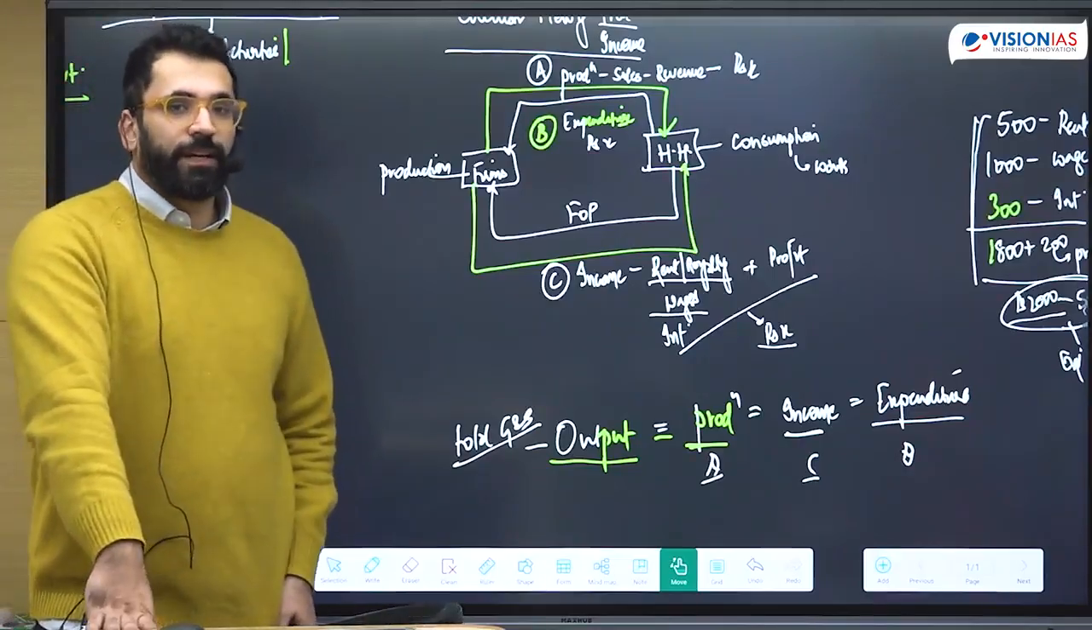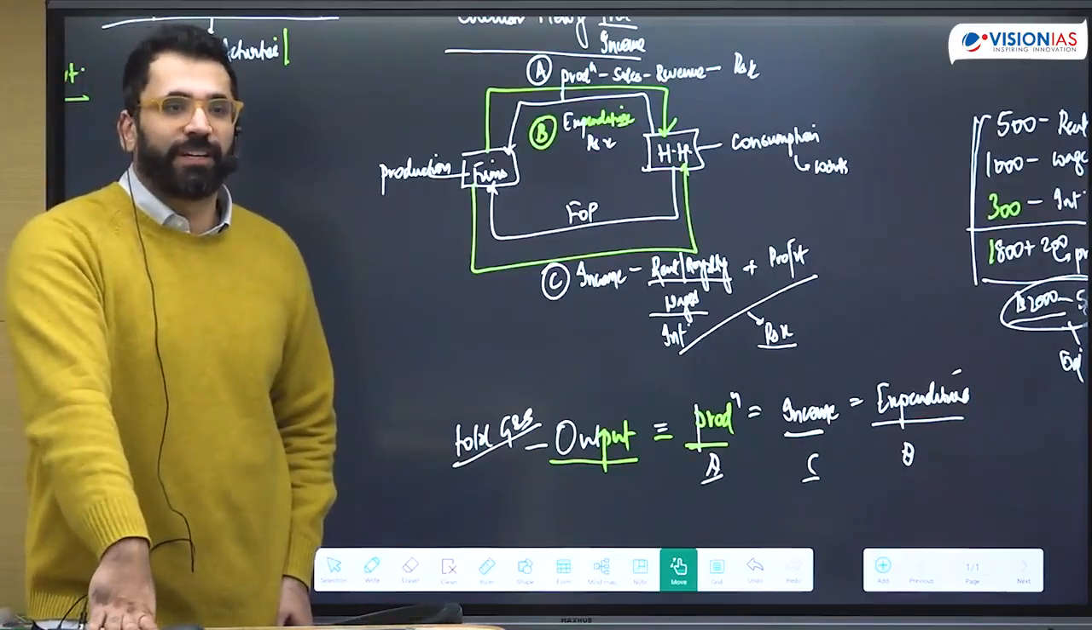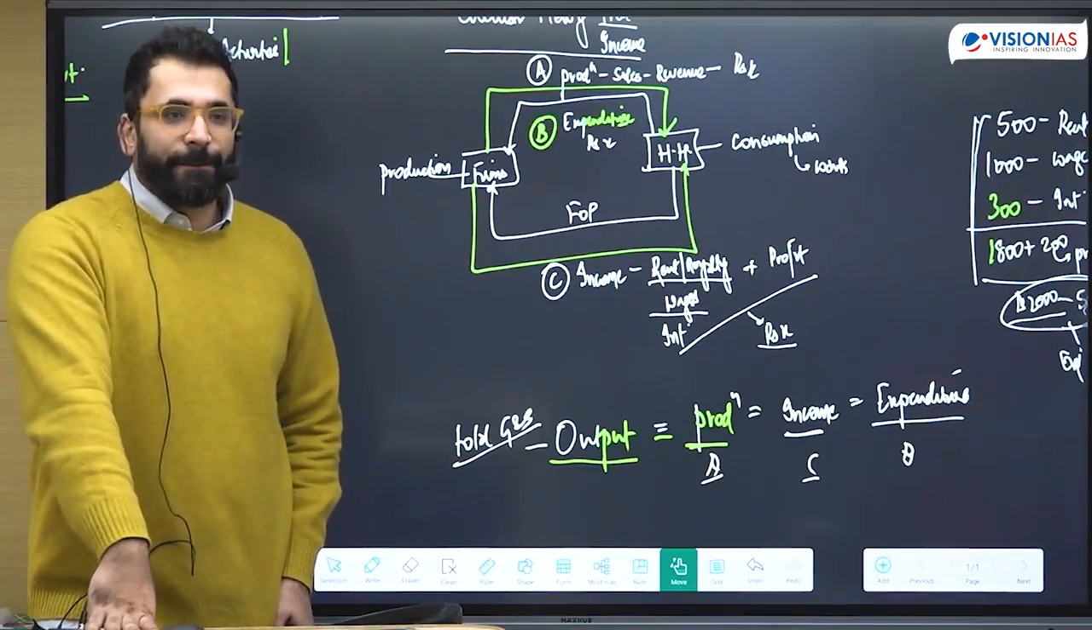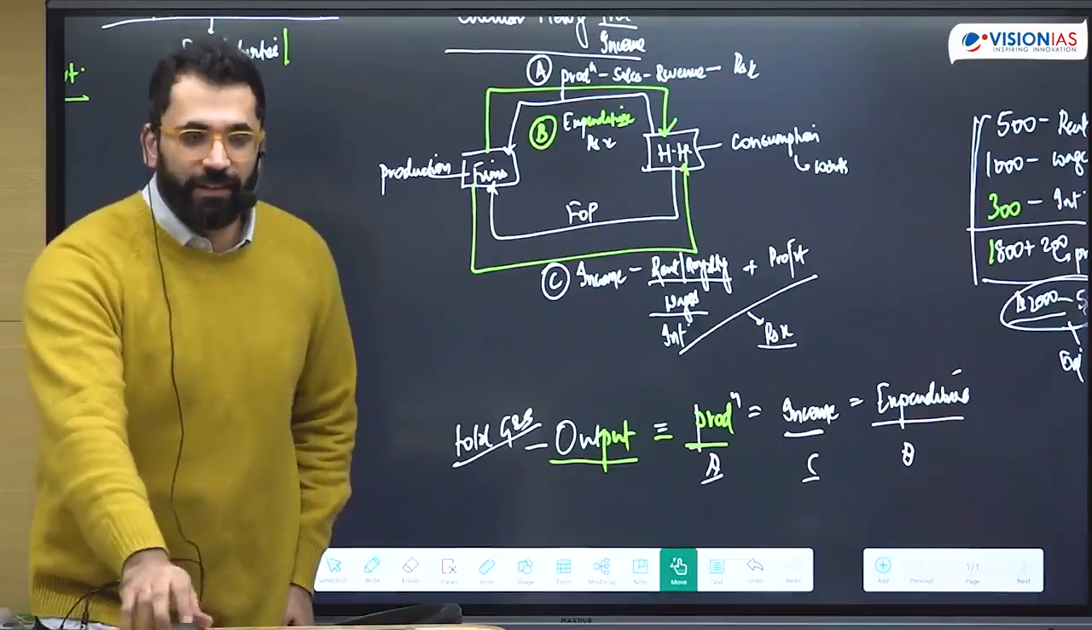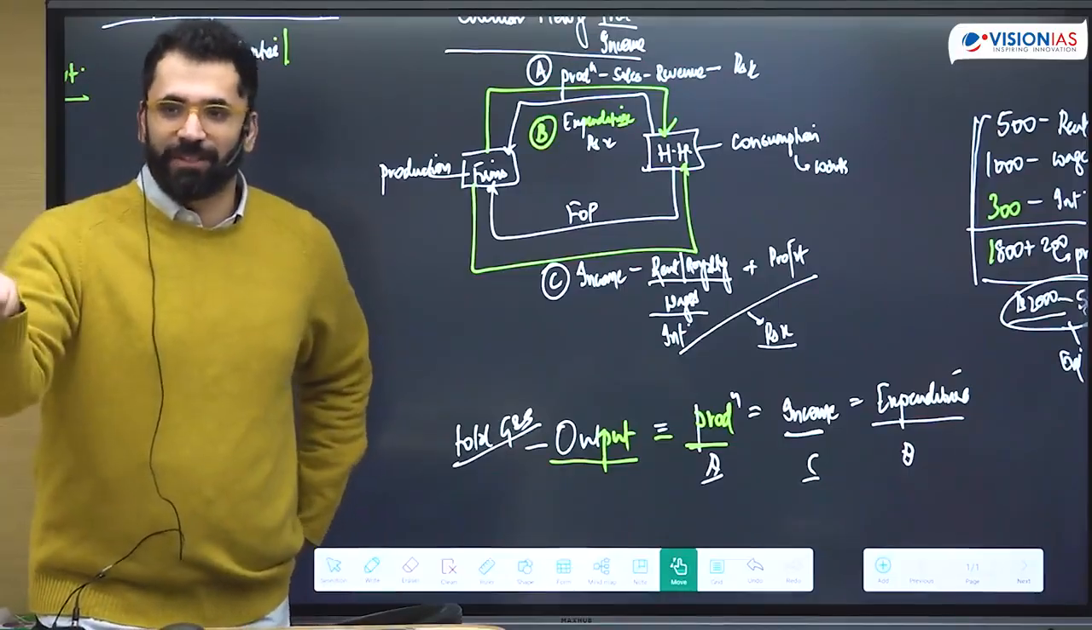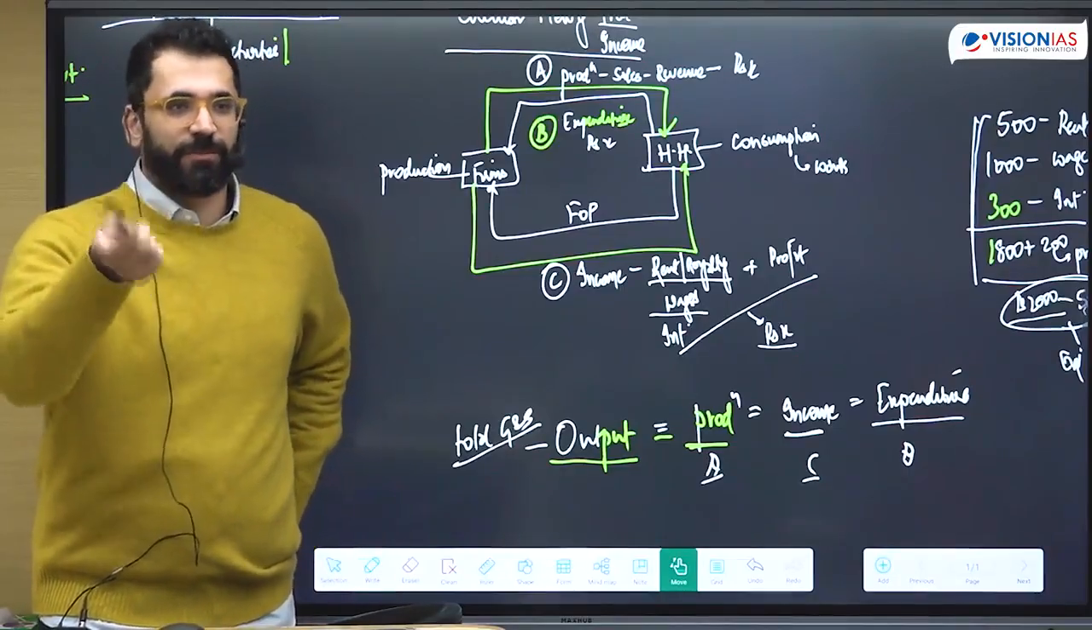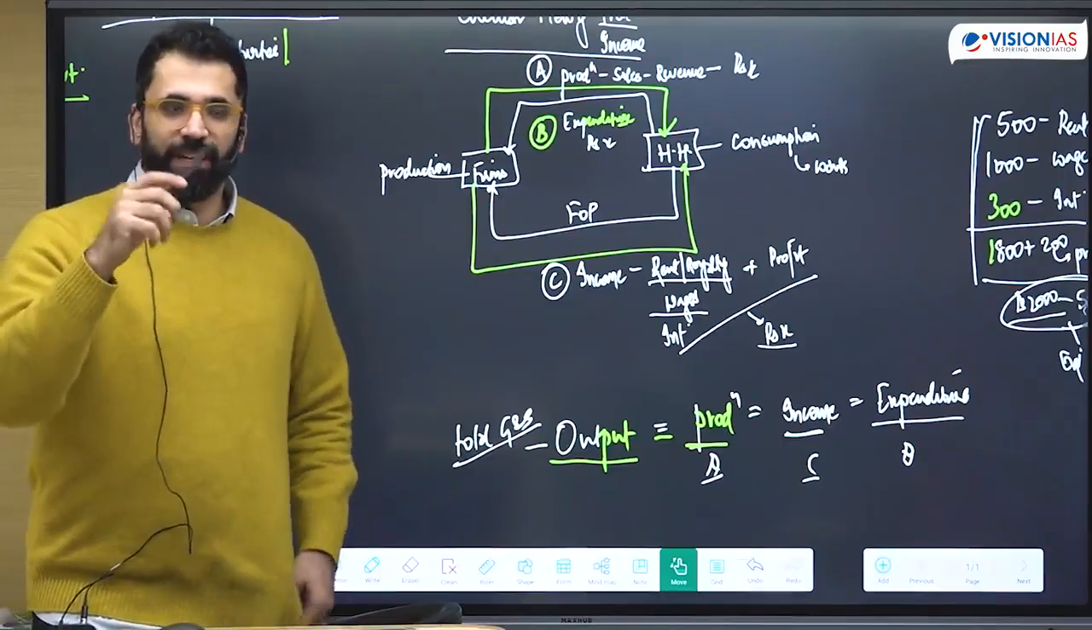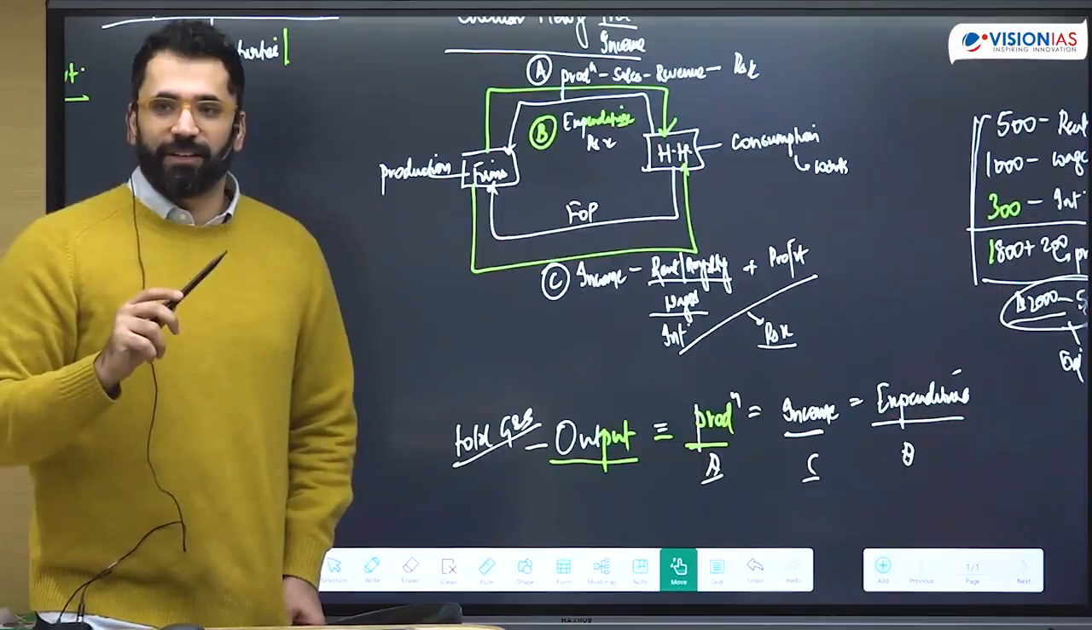Is it clear? Now how will we create growth in this economy? Production will increase. If production increases, income will automatically increase. If production increases, jobs will automatically be created. But why will any economy increase its production?